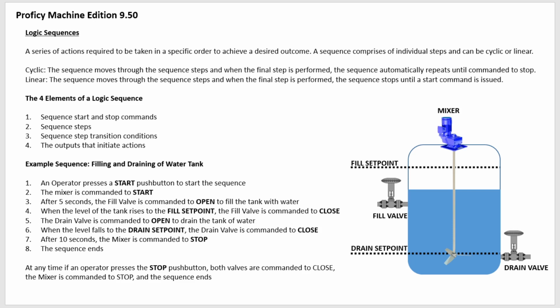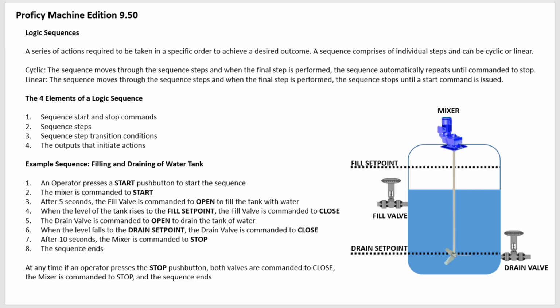And then for the next step, once the level of the tank rises to the fill level set point, let's say the PLC commands the fill valve to close because we've reached our desired level. At that point, the PLC will move to the next step to then open a drain valve to begin draining the tank of water. And the next step is that once the level falls to the drain set point, then the PLC is going to command that drain valve to close. And then for the next step, after 10 seconds, the PLC commands the mixer to stop, and the sequence is commanded to stop.